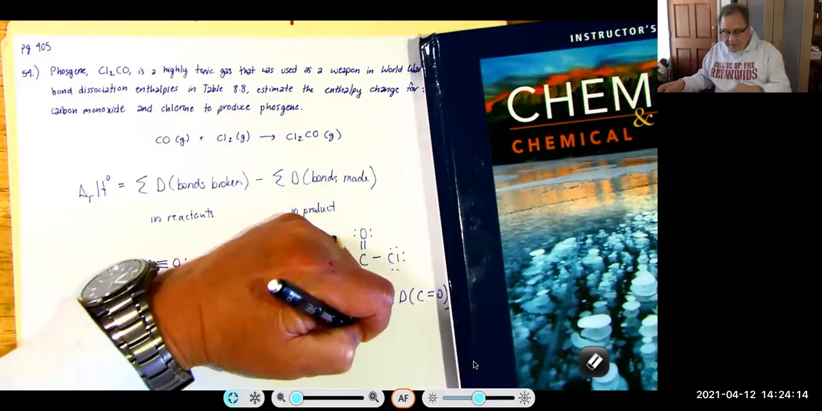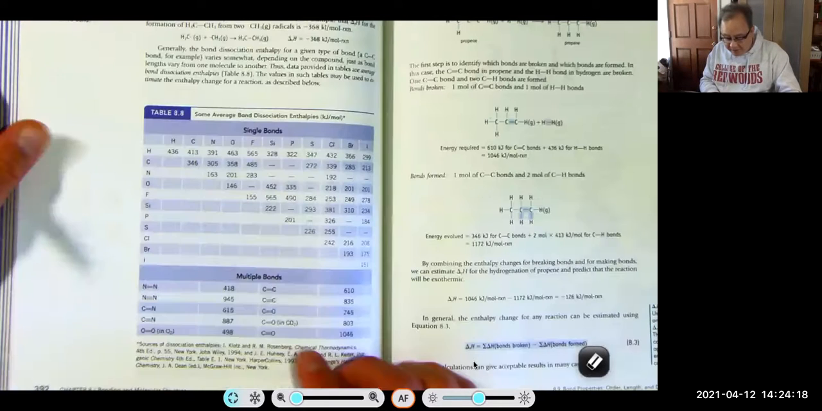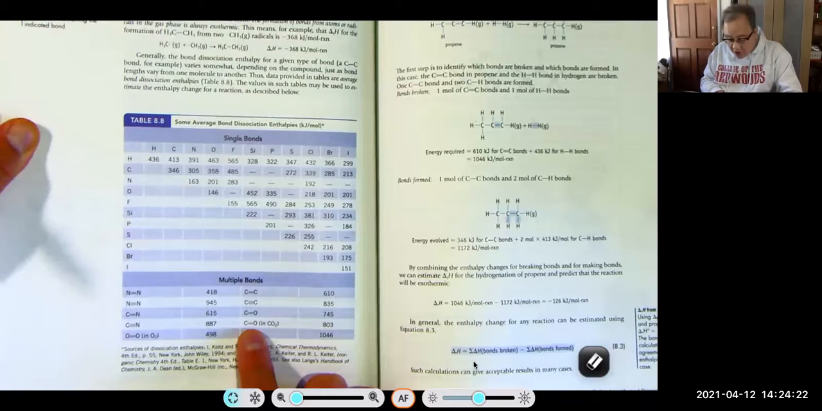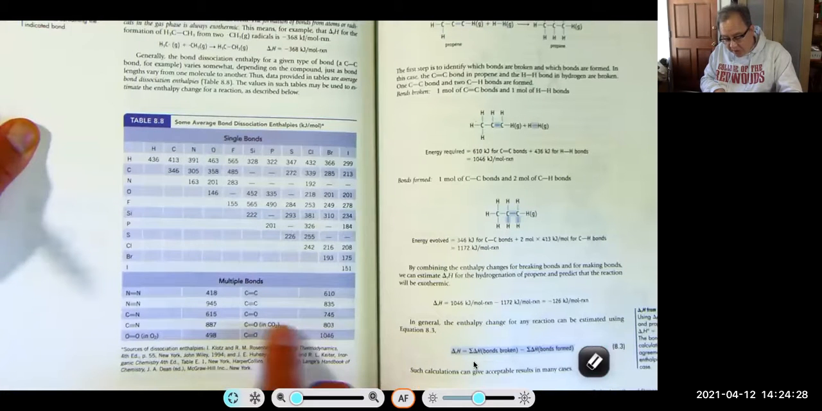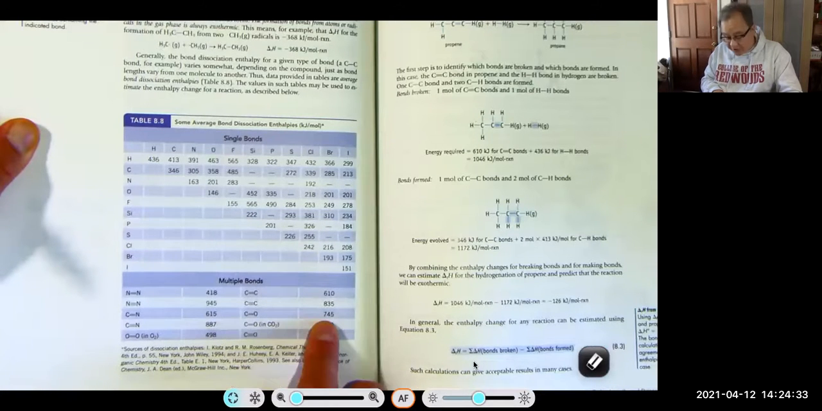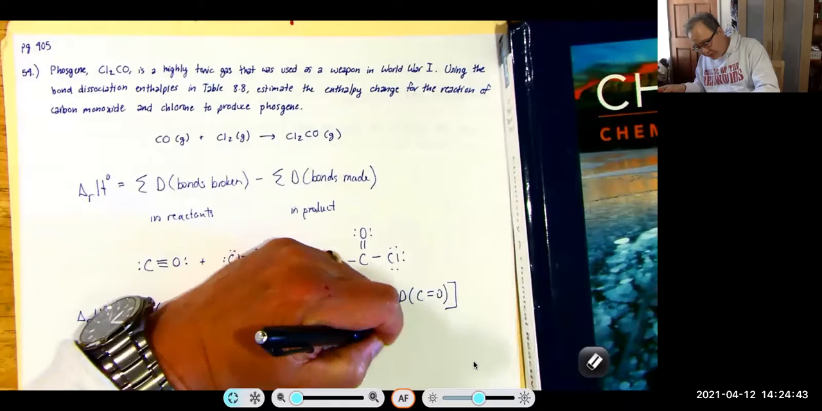And then we have a carbon-oxygen double bond. And you see that we have actually a choice. Here's a carbon-oxygen bond in CO2, which is 803. And here's a carbon-oxygen double bond, which is 745. And I think that's the one we want to use because we're not looking at CO2, correct? Right. Just CO. So we're going to do plus 745 kilojoules.